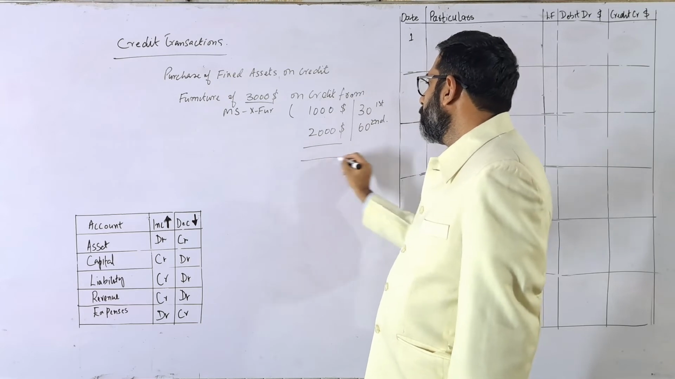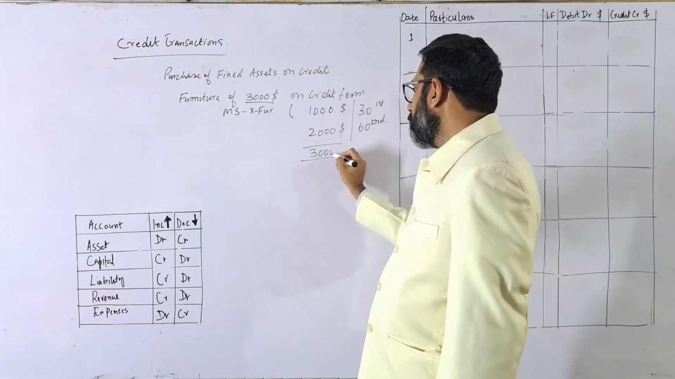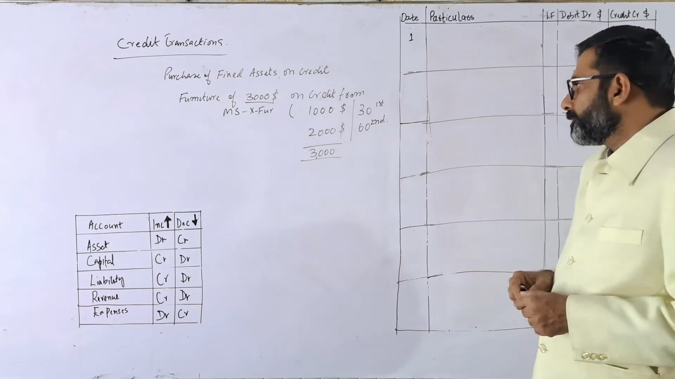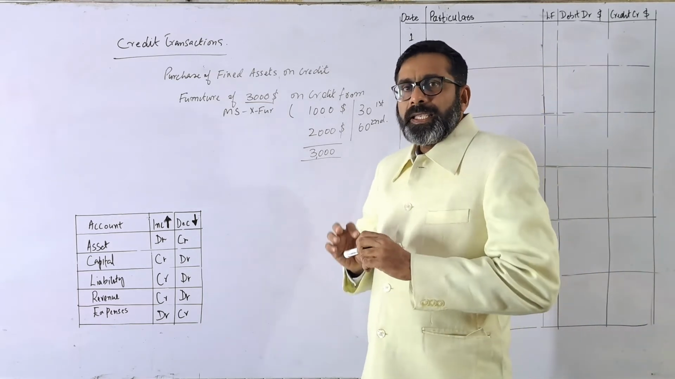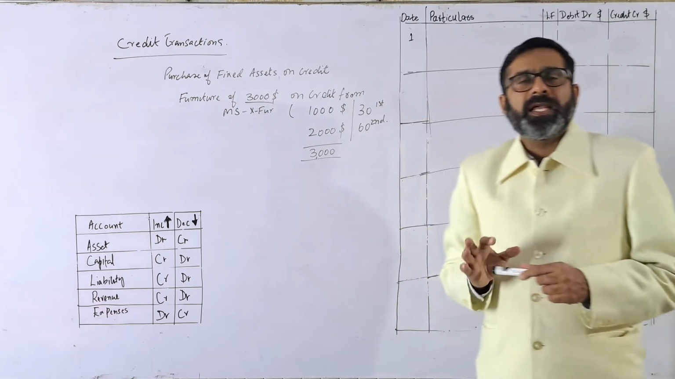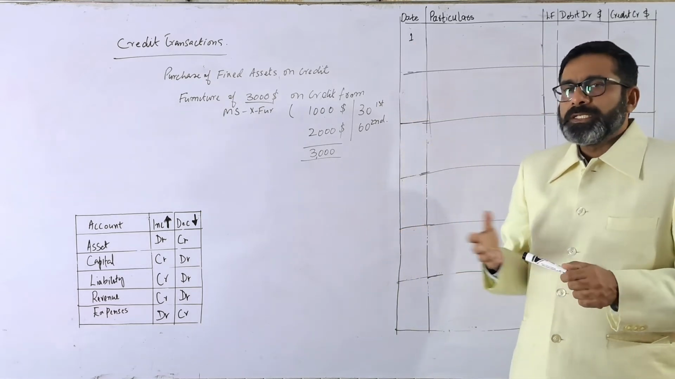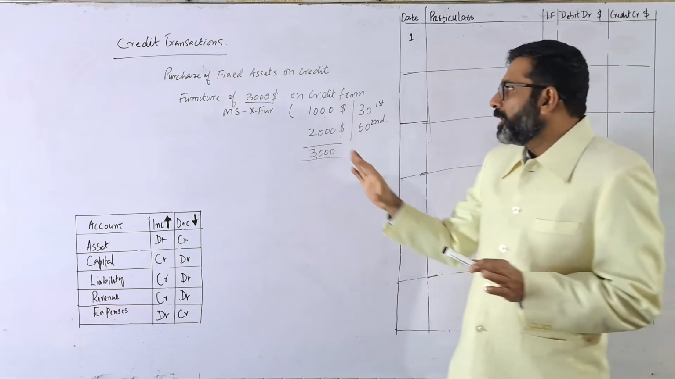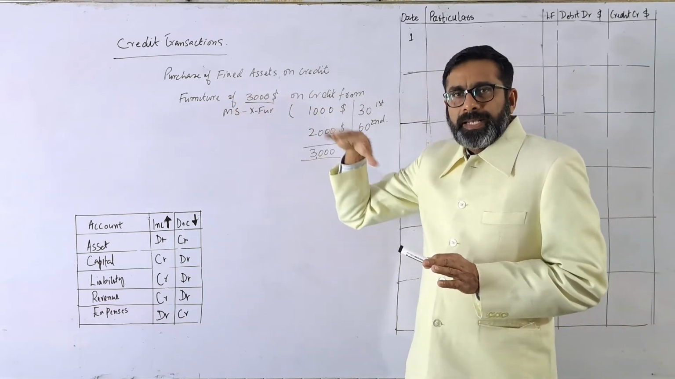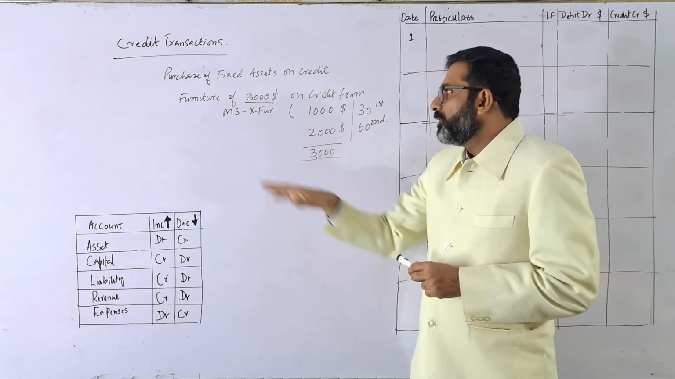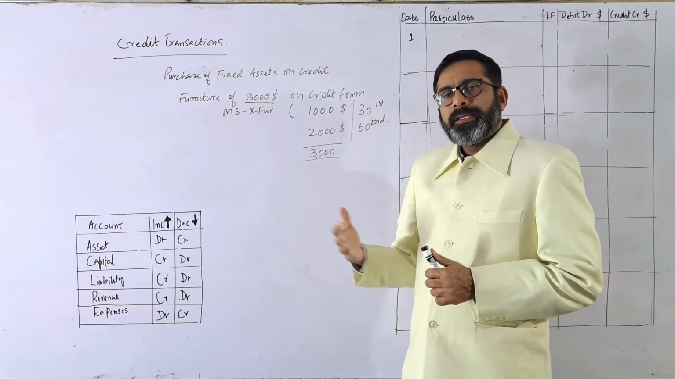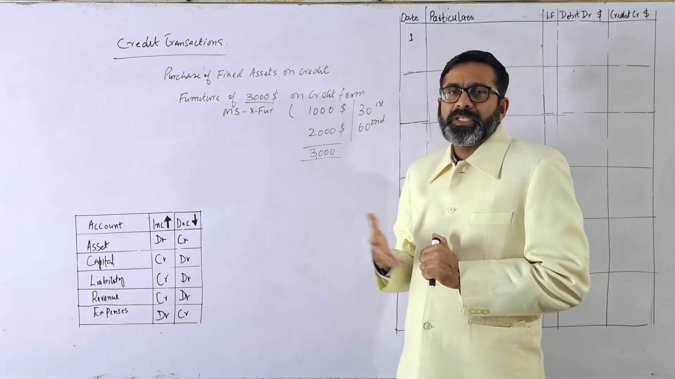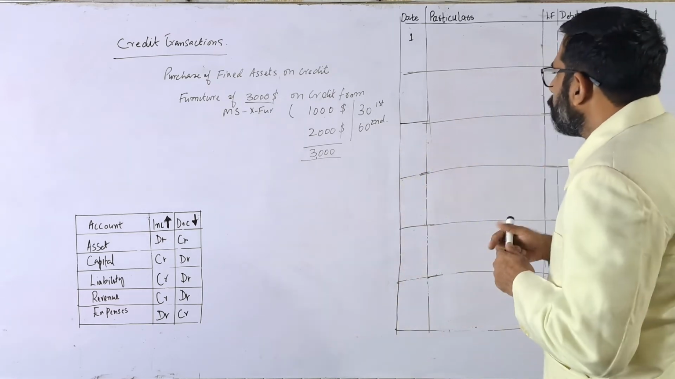So this amount, the total $3,000, is not paid immediately. You are paying the amount in installments. In this case, the transaction will be the same as we have already discussed in the purchases of goods. So there will be no difference. The only difference is that instead of debiting purchases or goods, we will debit the furniture account, and then the cash account will be credited in both cases, whether it is a purchase of goods or purchase of furniture.